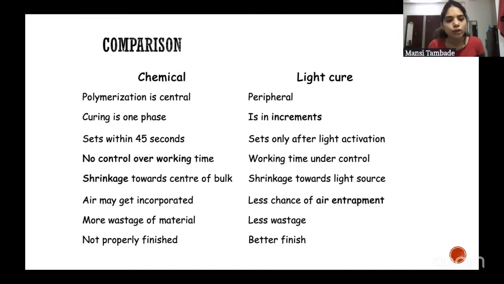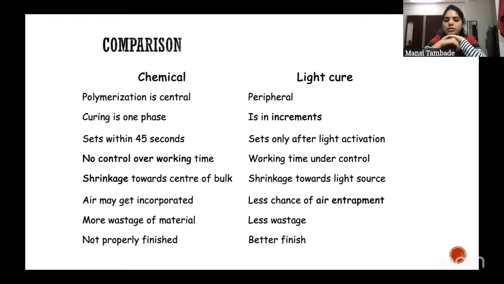In chemical cure, it is set within 45 seconds as it is in chemical form. In light cure, the material is set only after light activation. The working time cannot be controlled in chemical cure, whereas in light cure the working time is under control. Shrinkage occurs towards the center of the bulk in chemical cure, because it includes the polymer. So polymerization shrinkage occurs towards the center of the composite.